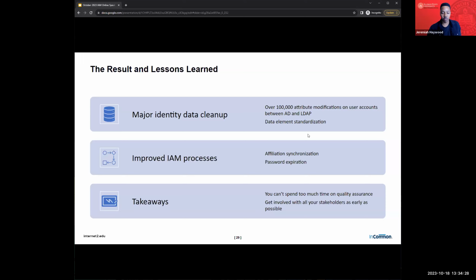But now with Midpoint, we've moved to a password scrambling method where recovery is a lot quicker and people are able to get back into their accounts and do the work that they need to. So a couple of the major takeaways is you can't spend too much time on quality assurance. Previously we had dev and test environments that were largely out of sync, and we did a lot of work to bring those up to date.